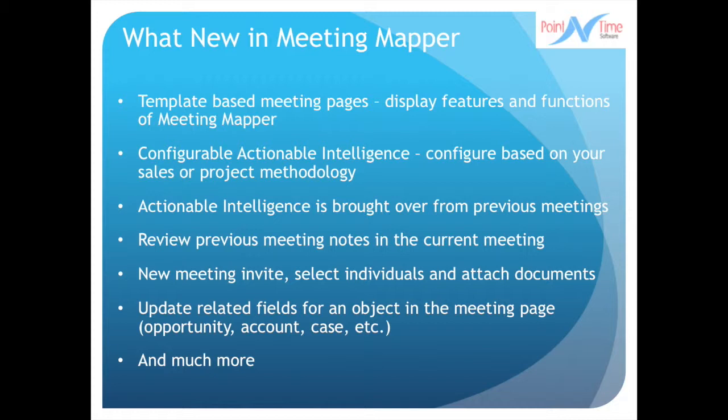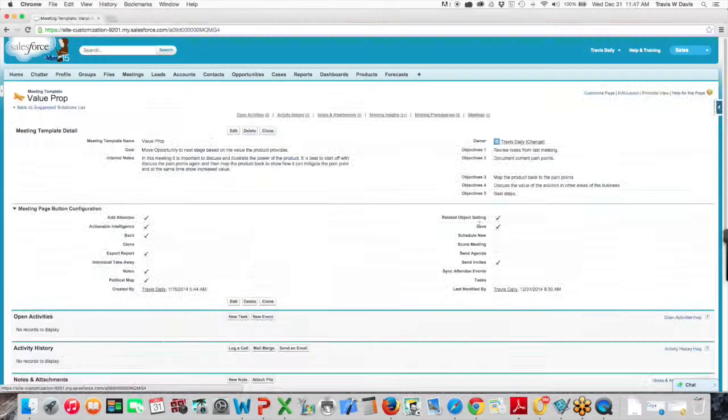And update related fields for an object in the meeting page. For example, with an opportunity, you can update the stage, whatever you want to update in the meeting, so you don't have to go back into the opportunity page and update it. You can do it in the meeting while it's happening. And there's much more. So let's go ahead and start in on the demo.